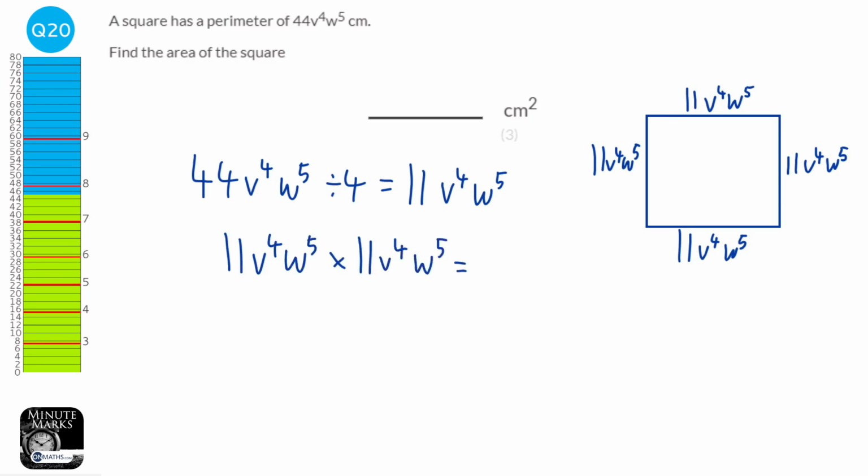Okay, so we're going to times the 11s together, so that's going to be 121. Going to times the v to the power 4s together, and remember with indices, if you times two powers of the same base and they're both v, then we just add the powers together, so that'd be 8, and we're going to add the w to the power 5s together, so that makes 10. So it's 121 v to the power of 8 w to the power of 10.